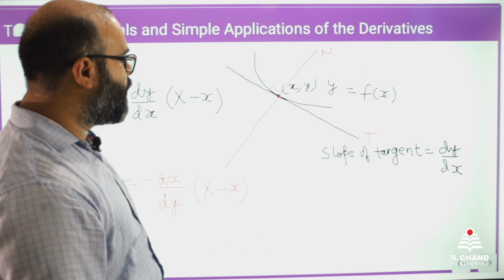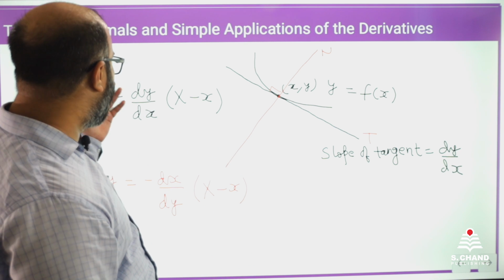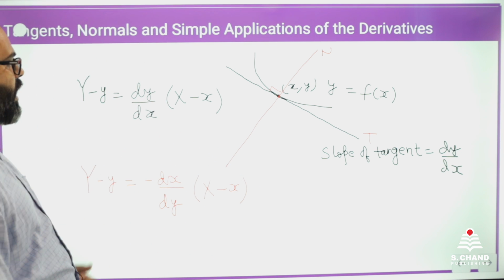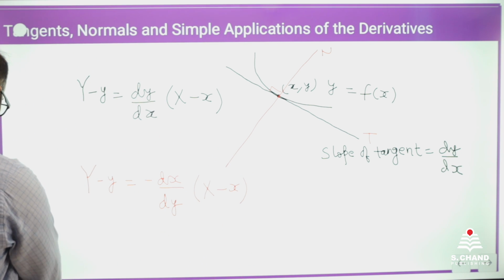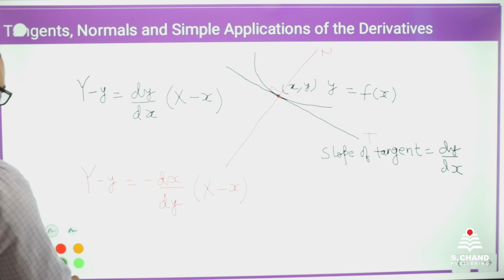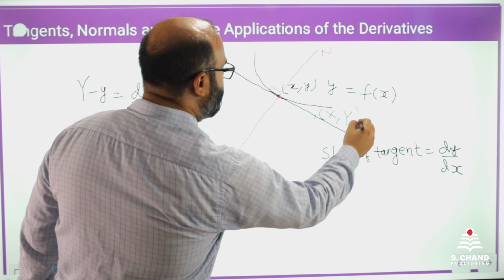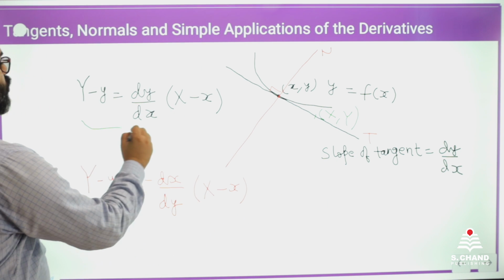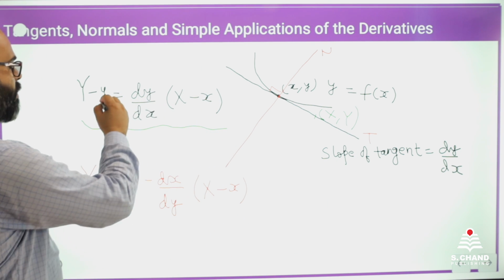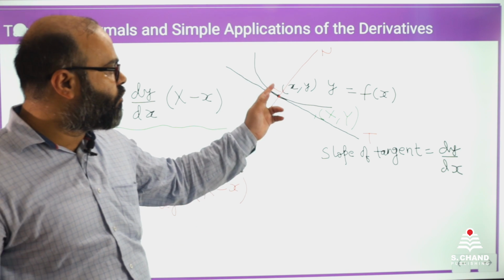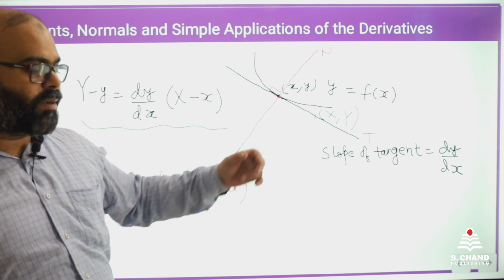And what you have to keep in mind is that this capital Y, capital X are any point on the line which you are taking. So this capital X comma capital Y is any point on this line which you are taking, and x comma y is the point on the curve which you are differentiating.